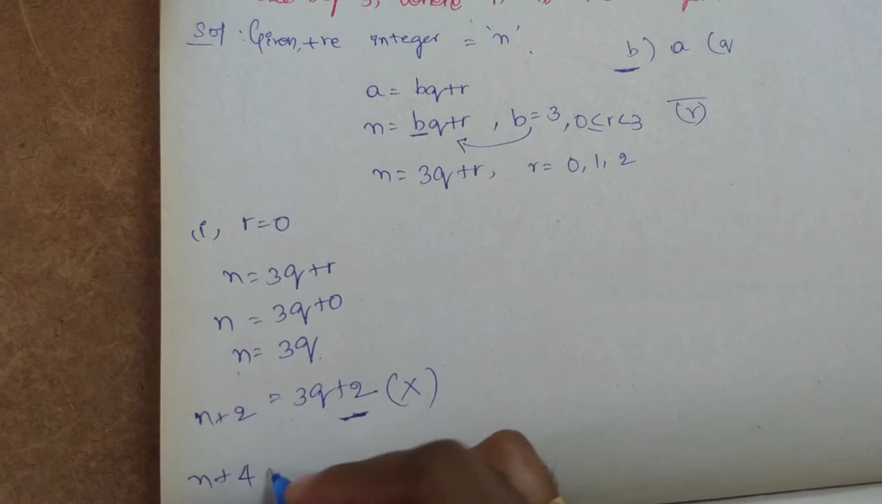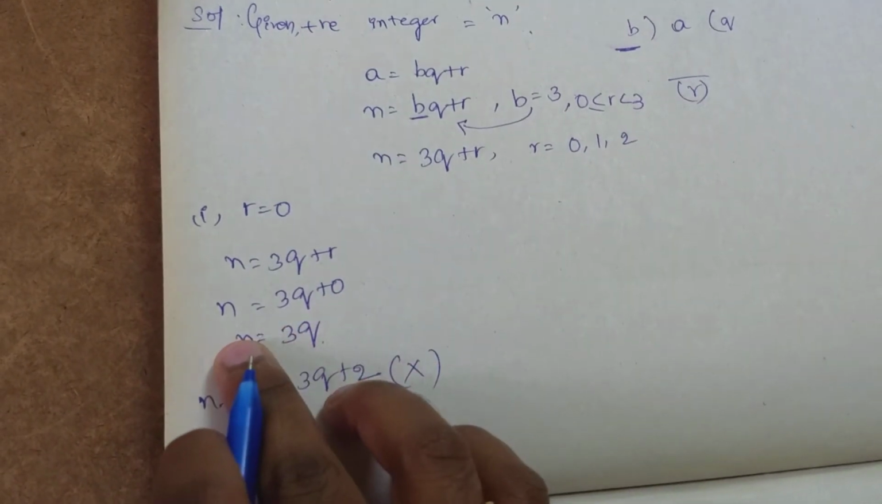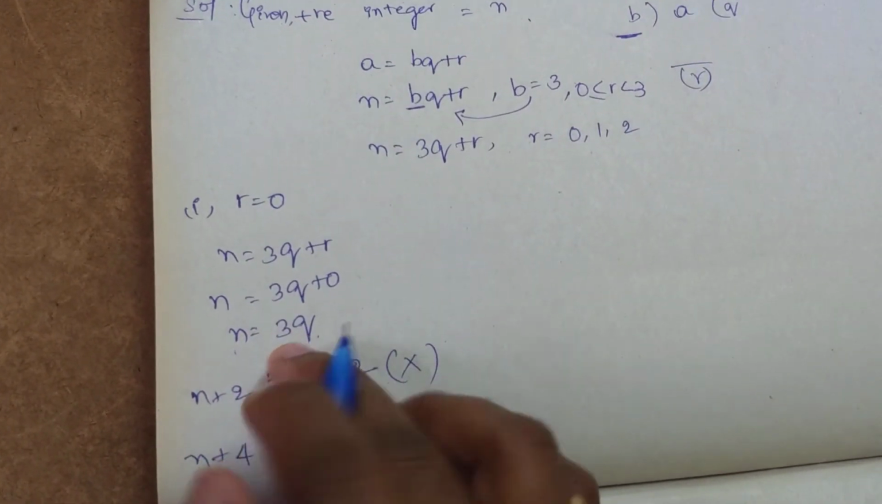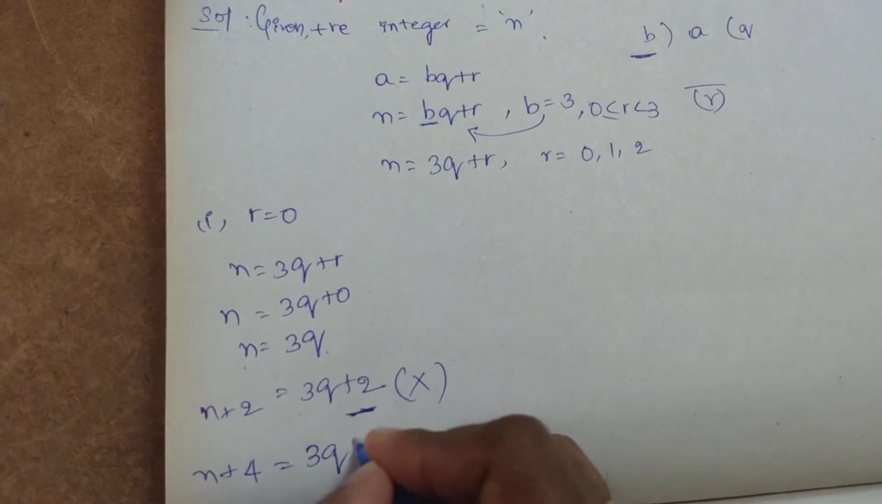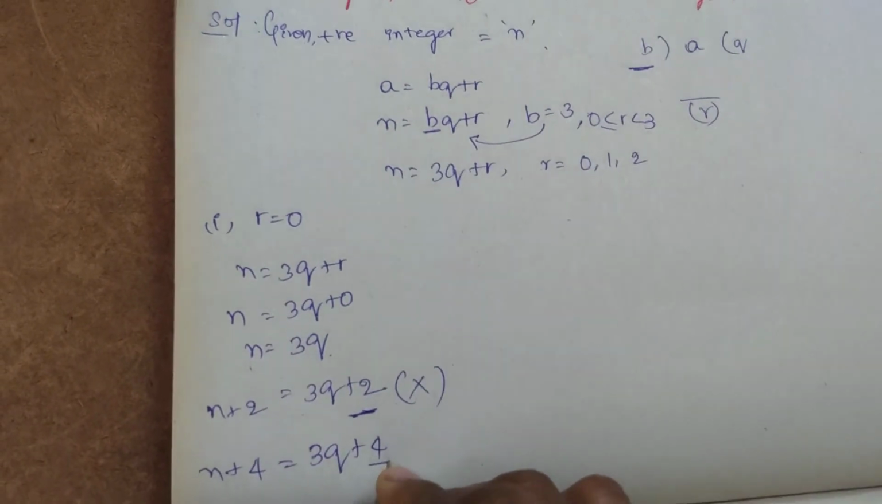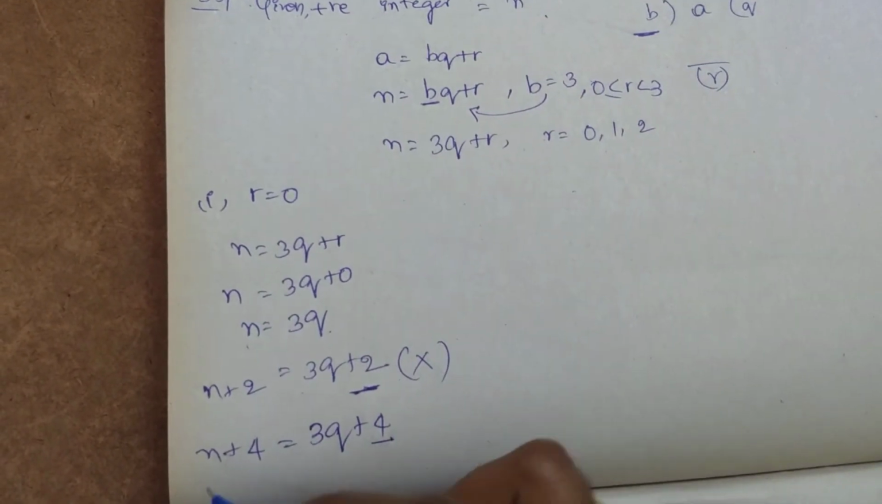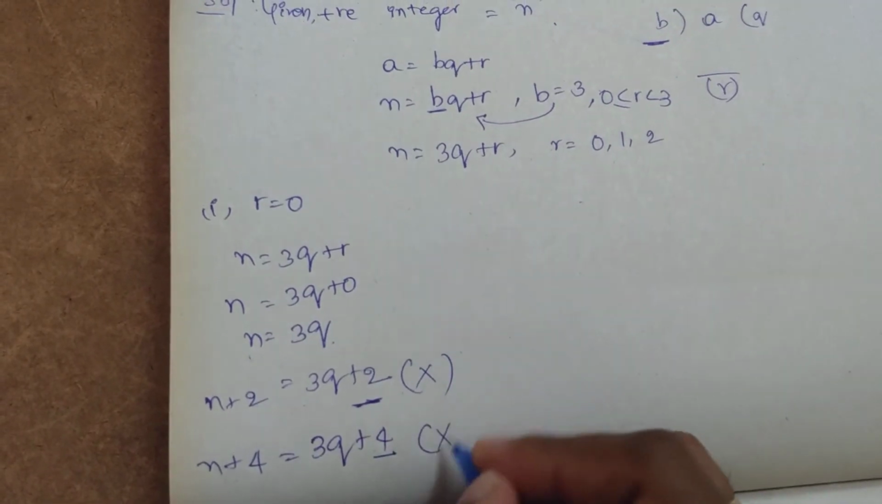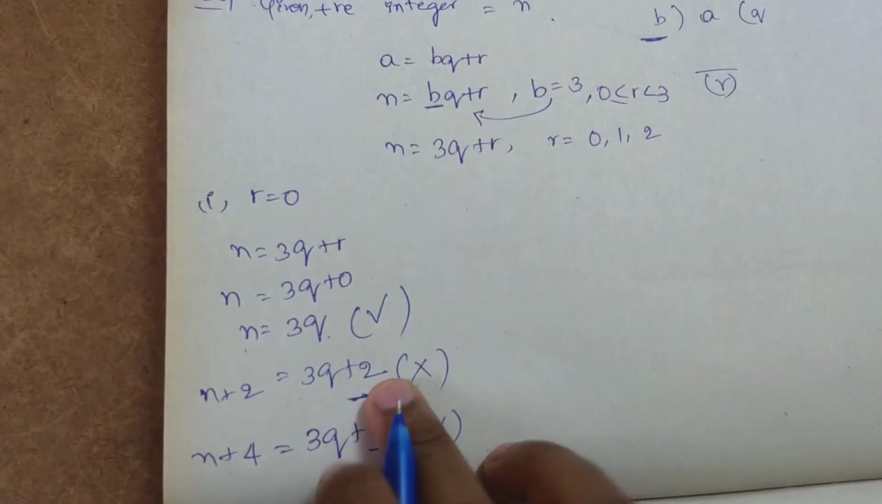Let's move on to n plus 4. n plus 4 equals 3q plus 4. Here also the remainder is not 0. Hence n plus 4 is also not divisible by 3. But n equals 3q is divisible by 3.